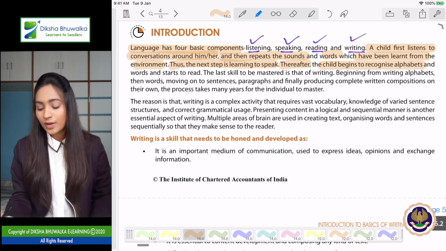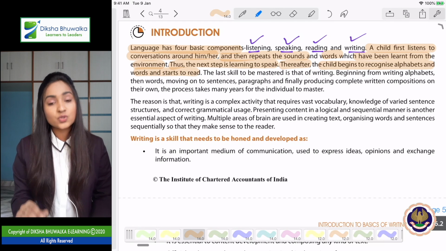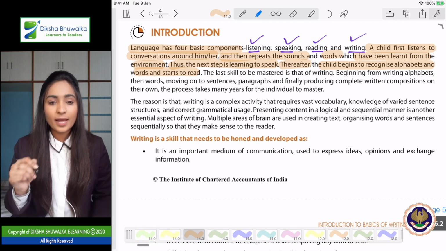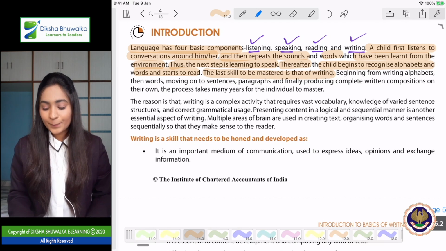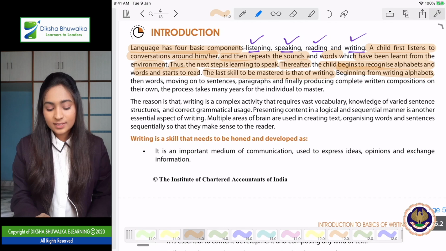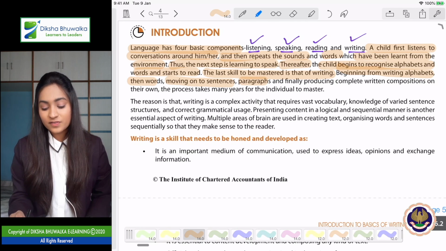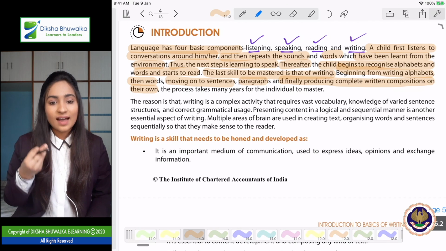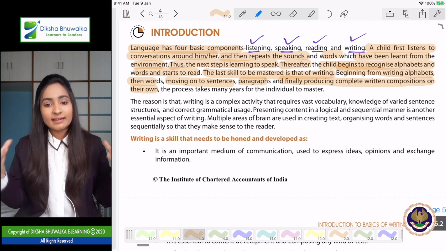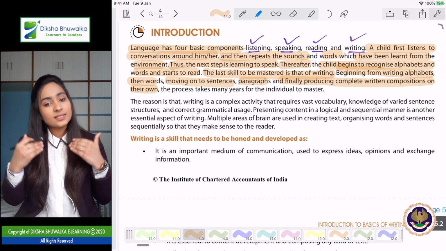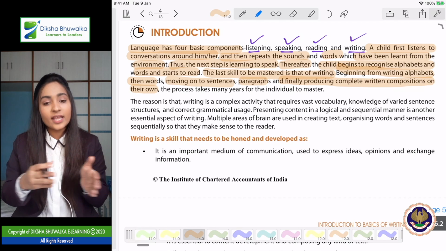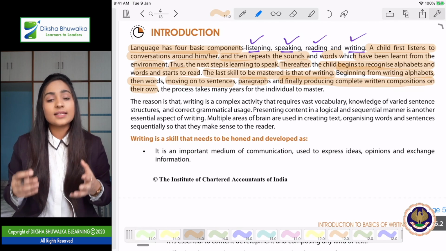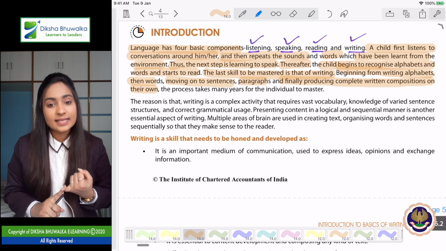Thereafter, the child begins to recognize alphabets in the words and starts to read A, B, C, D. We teach them and they start reading also and writing also. The last skill to be mastered is that of writing. Beginning from writing alphabets, then words, moving on to sentences, paragraphs, and finally producing complete written compositions on their own. Now, when the child starts writing, you do not teach them essay writing and paragraph writing and everything. That comes gradually. So, when a person starts growing in age, they start learning a lot of things. They start learning first the alphabets, then sentences, then compositions.